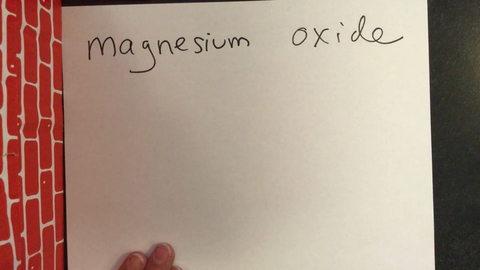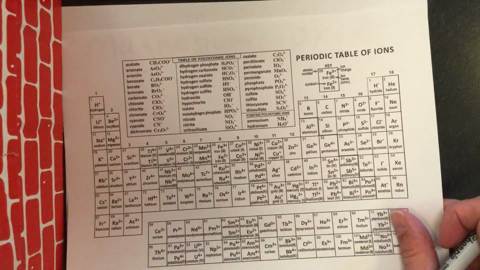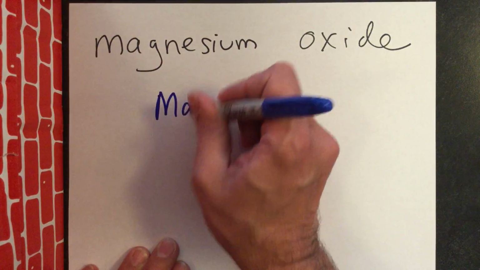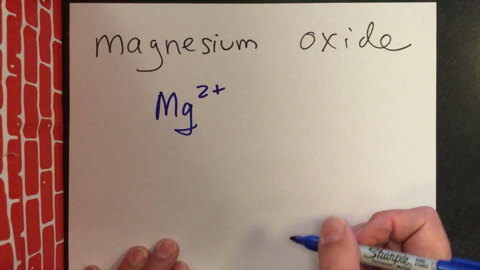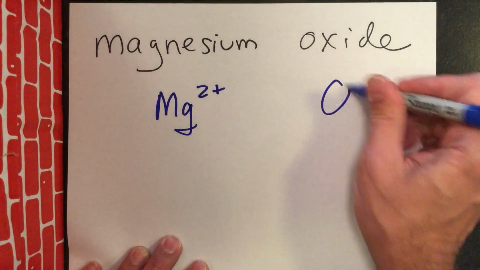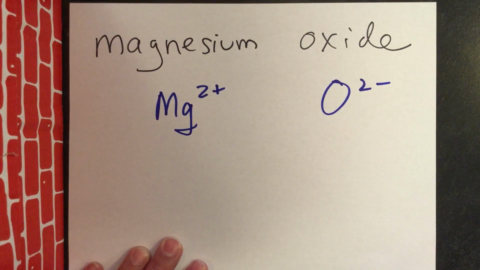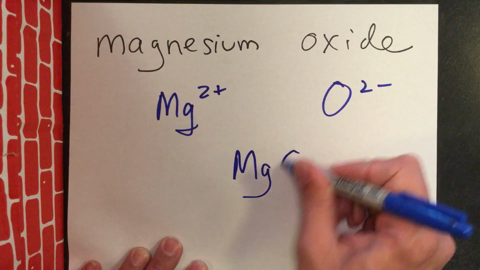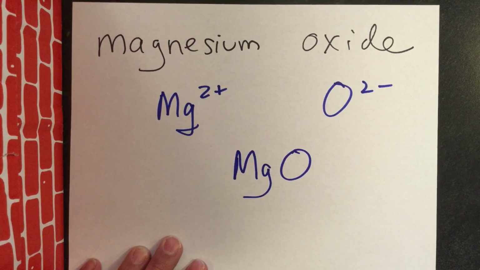All right, let's look at another example here. Okay, what do we got here? Hey, it's magnesium oxide. Okay, periodic table of ions. Trust me on this one. When you find them, magnesium is Mg with 2 pluses. That's because it lost 2 electrons. Oxide is a 2 minus. That's because it gained 2 electrons. The charges match. 2 pluses, 2 minuses. Jam them together. MgO. That is the formula for magnesium oxide. No problem.